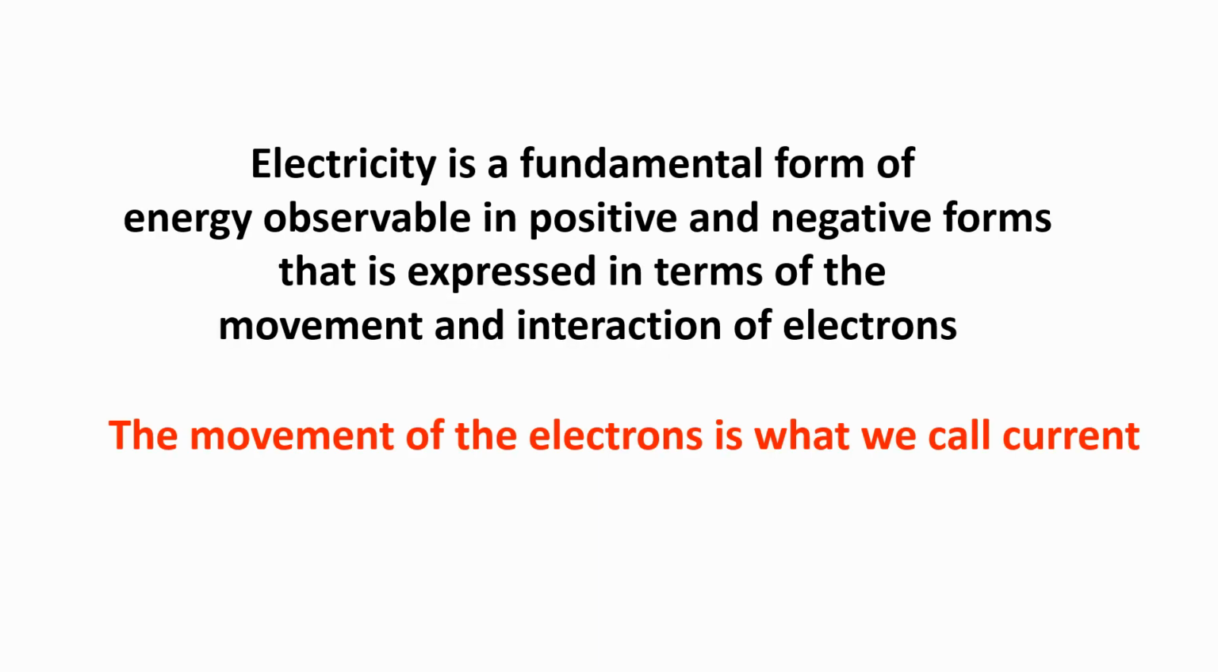Electricity is the fundamental form of energy observable in both positive and negative forms, which is expressed in terms of the movement or interaction of electrons. That definition came from Webster's pretty much verbatim. Basically, electricity is electrons, and more specifically electrons in motion. The movement of electrons is what we call current.